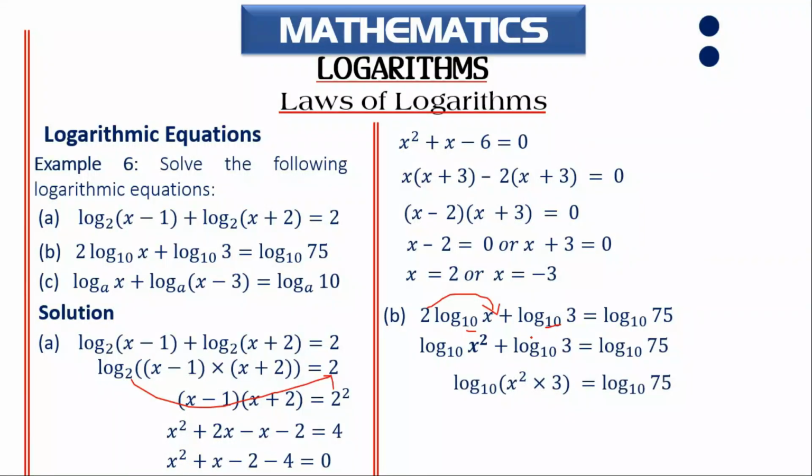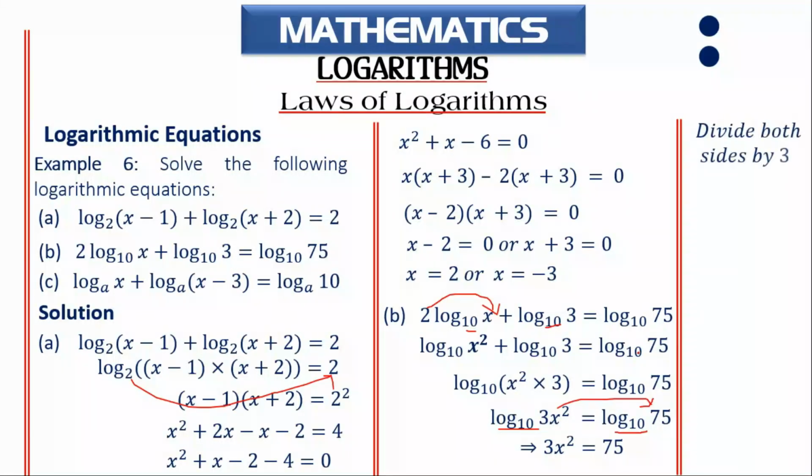So from here, we can apply the multiplication law, which we can then rewrite as this. According to our law, if the logarithms have the same base, it means you can just equate these two together, which is what we're doing here. So this implies that 3x squared equals 75. So you divide both sides by 3, that will give you 3x squared over 3 equals 75 over 3, and x squared will be equal to 25.